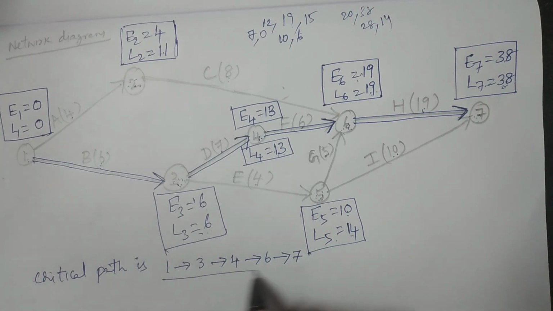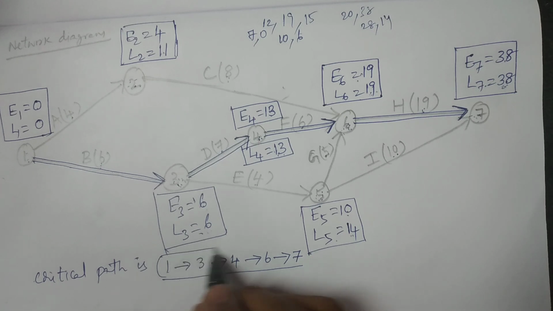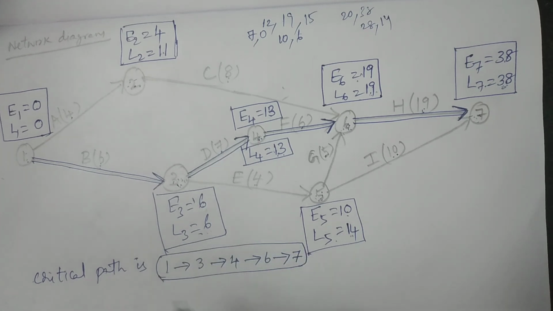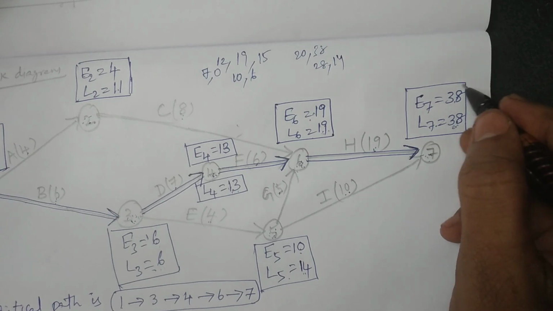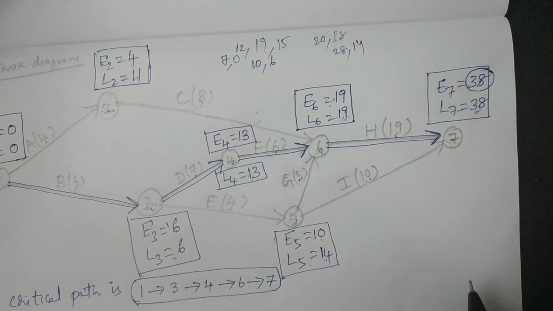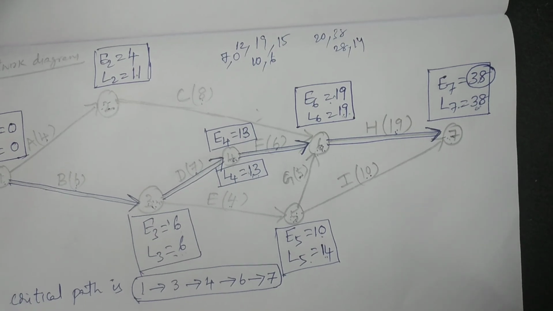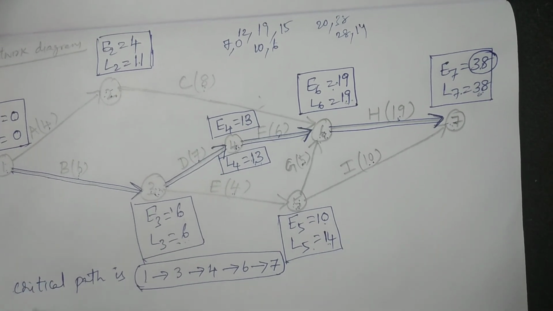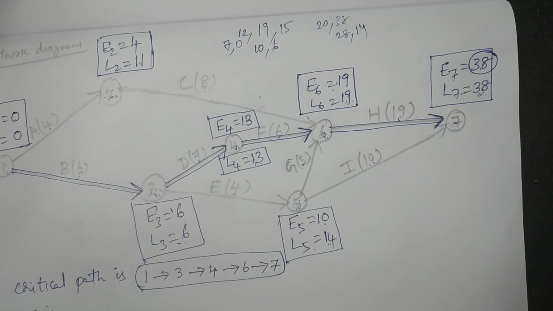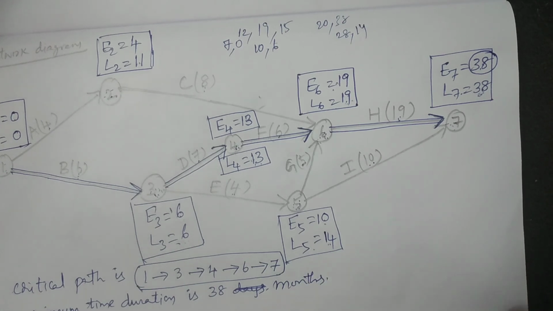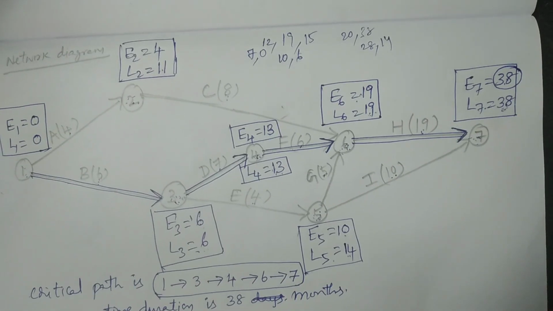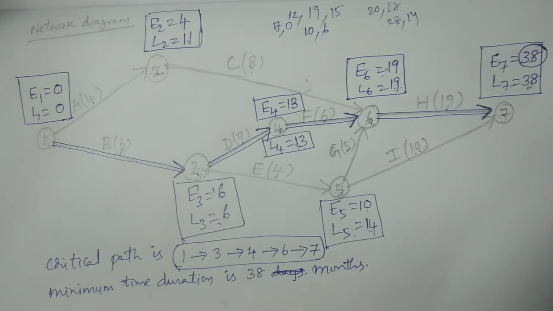So, this is the critical path. And then the duration, of course, we can simply observe from the value of E at the end event, which gives the total minimum time duration. The minimum time duration is 38 days, not days, months. It was given in months. So 38 months. To complete this entire project, it takes 38 months. So this is the problem.